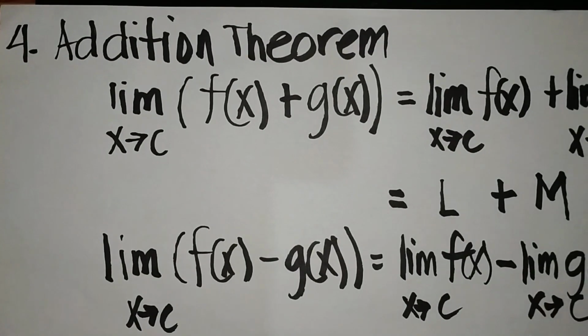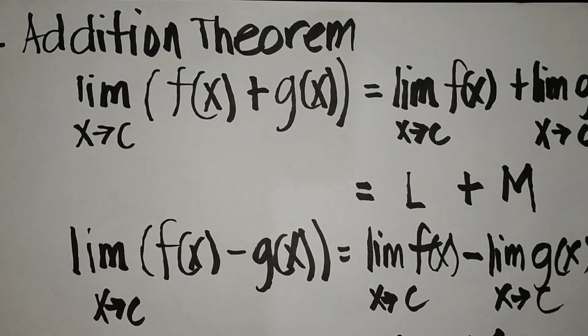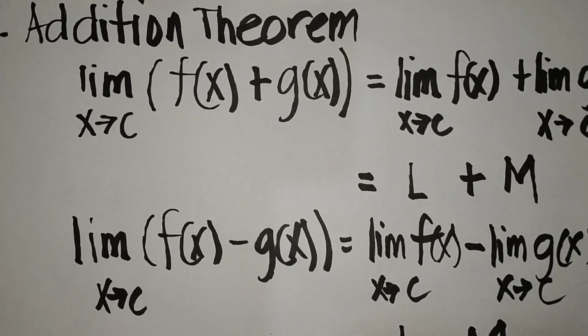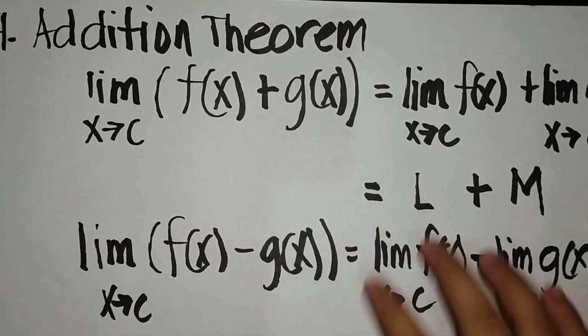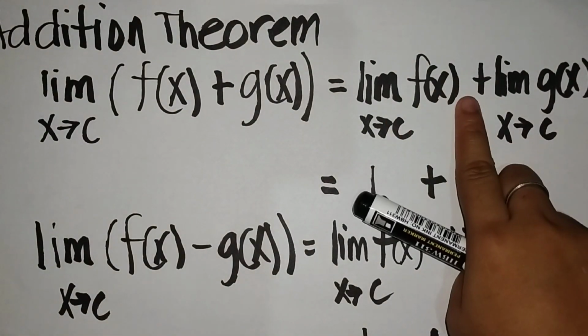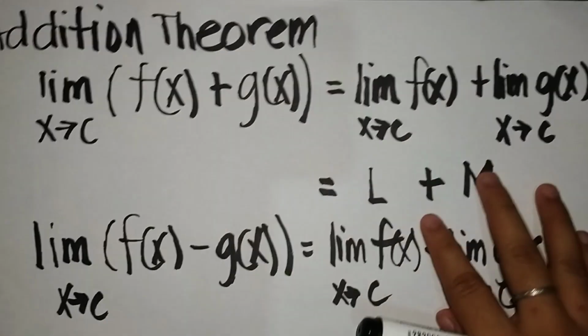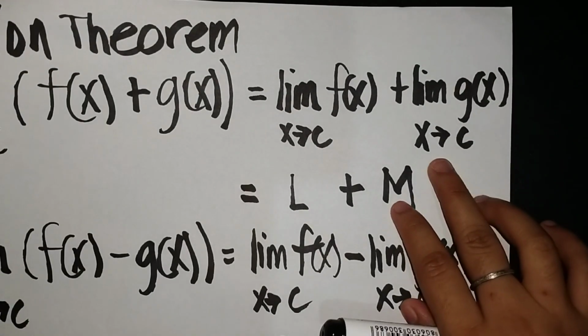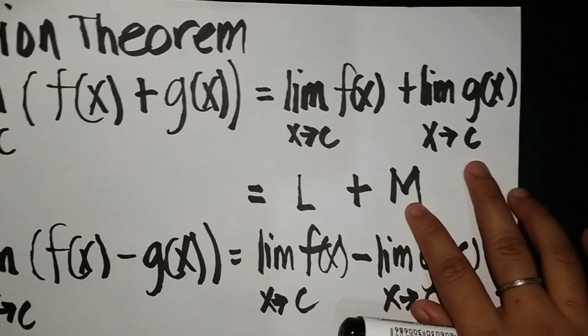So our fourth theorem, we have the addition theorem. Generally, it is called the addition theorem. However, we can also subtract the limits of two functions, or more functions actually. So here we have the limit of f of x plus g of x as x approaches c, which is the limit of f of x as x approaches c plus the limit of g of x as x approaches c.